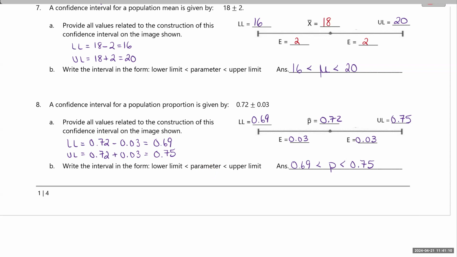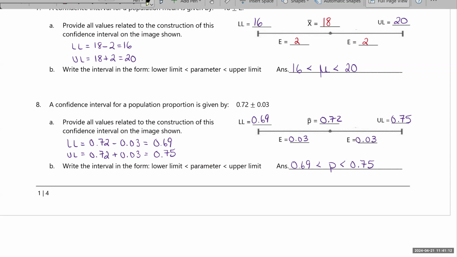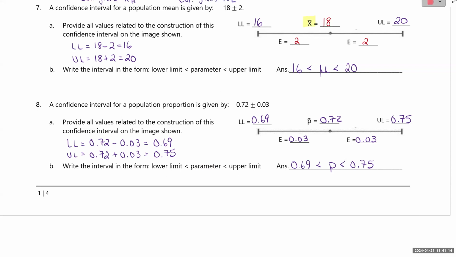All right, so just the recap here on symbols. So X bar is the point estimate for mu. This is our confidence interval estimate. All right, P hat is the point estimate for P, and that's our confidence interval for that population proportion P. All right, there you have it. That is our page 1.